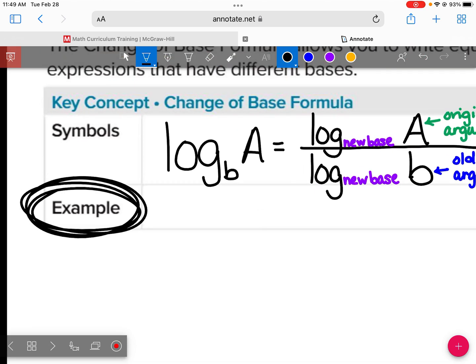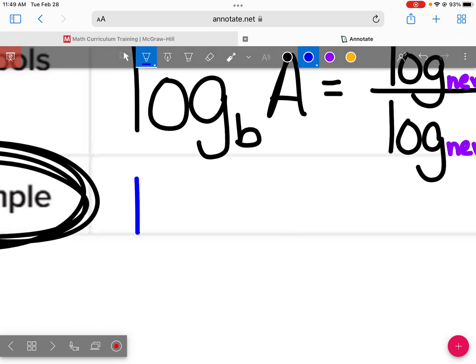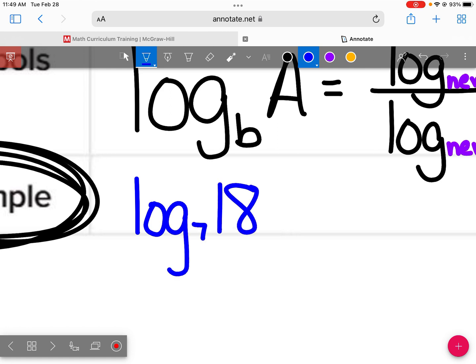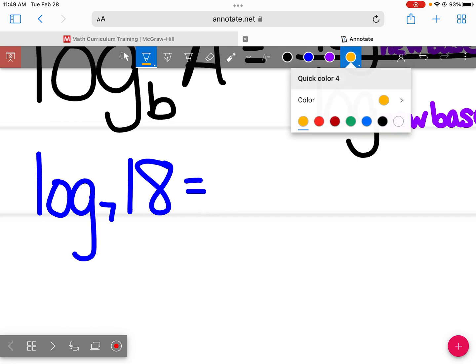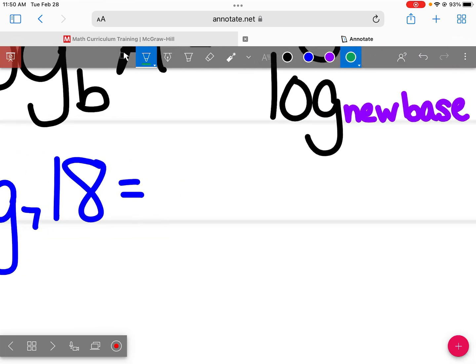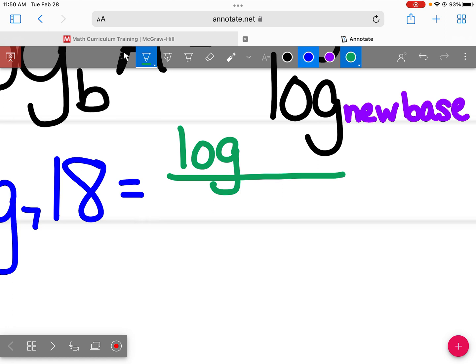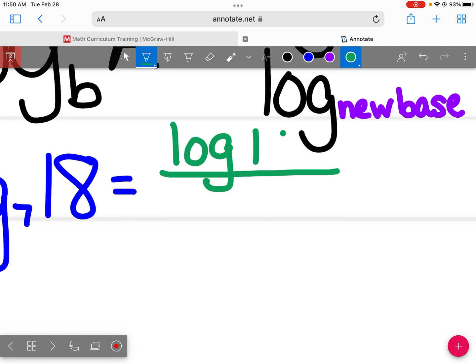So as an example, I could take something like log base 7 of 18, and I can change it to the base that's on my calculator. What's the base on my calculator? 10. So log base 10 of what? What would go up on top as that argument? The original argument, so 18.